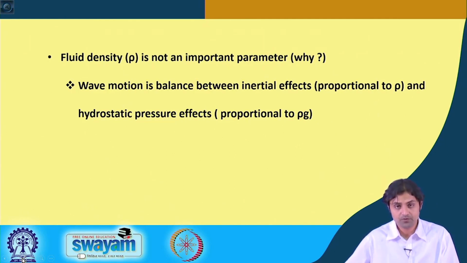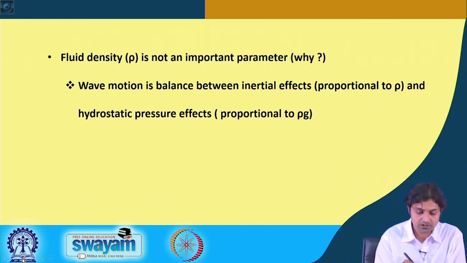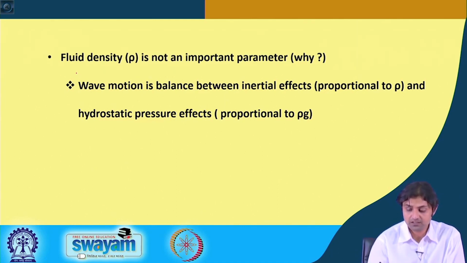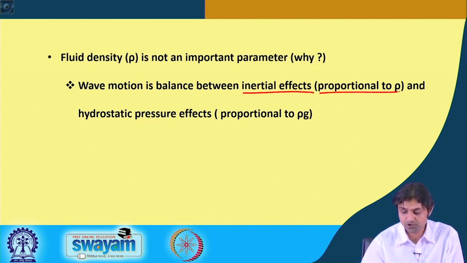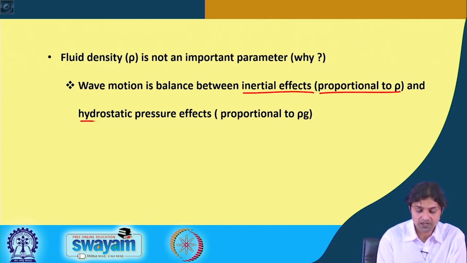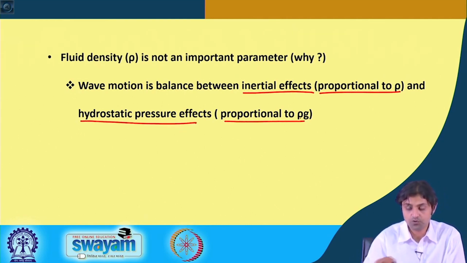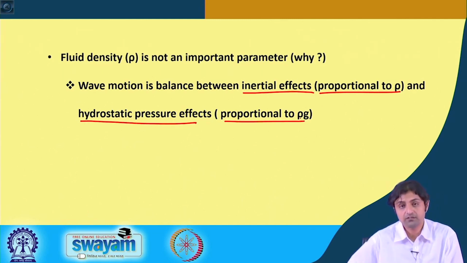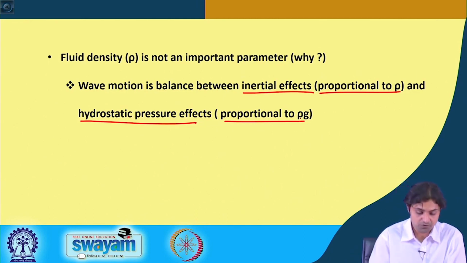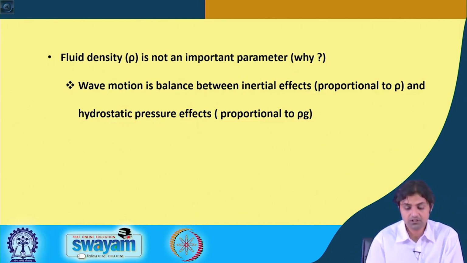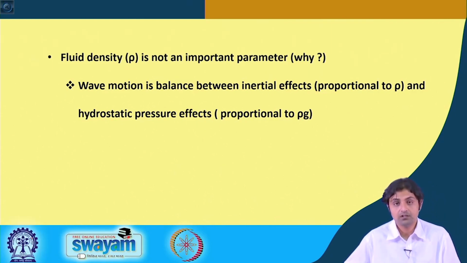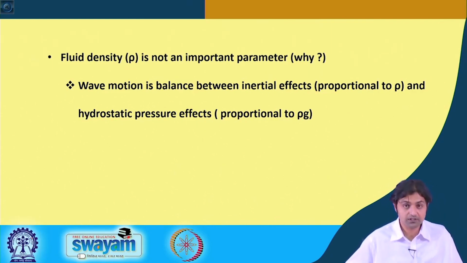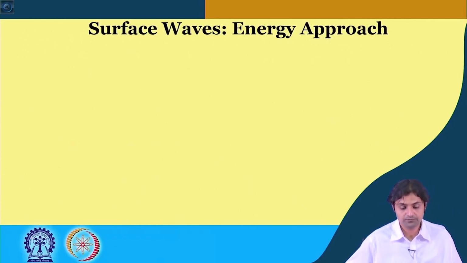Okay. So, actually I have written down the reason, she was not supposed to, but it is okay. I will tell you. The reason is the wave motion is a balance between the inertial effects, which is proportional to rho, and also the hydrostatic pressure effect, which is proportional to rho g. In that way, rho and rho get cancelled out from both sides, and that is why fluid density is not an important parameter in the speed of the wave. Okay.